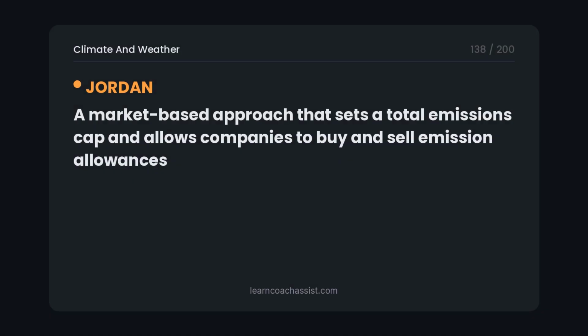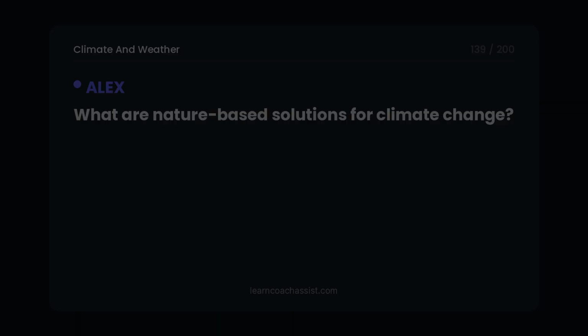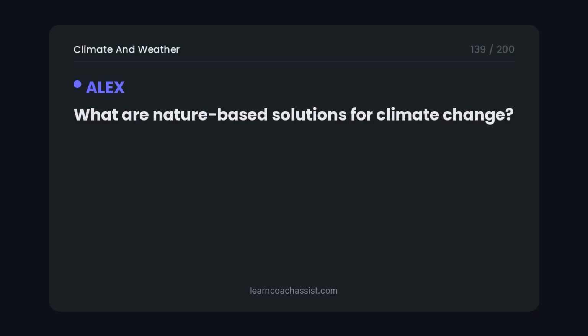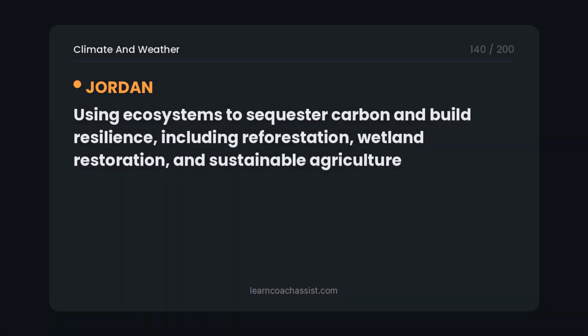What is a cap-and-trade system? A market-based approach that sets a total emissions cap and allows companies to buy and sell emission allowances. What are nature-based solutions for climate change? Using ecosystems to sequester carbon and build resilience, including reforestation, wetland restoration, and sustainable agriculture.